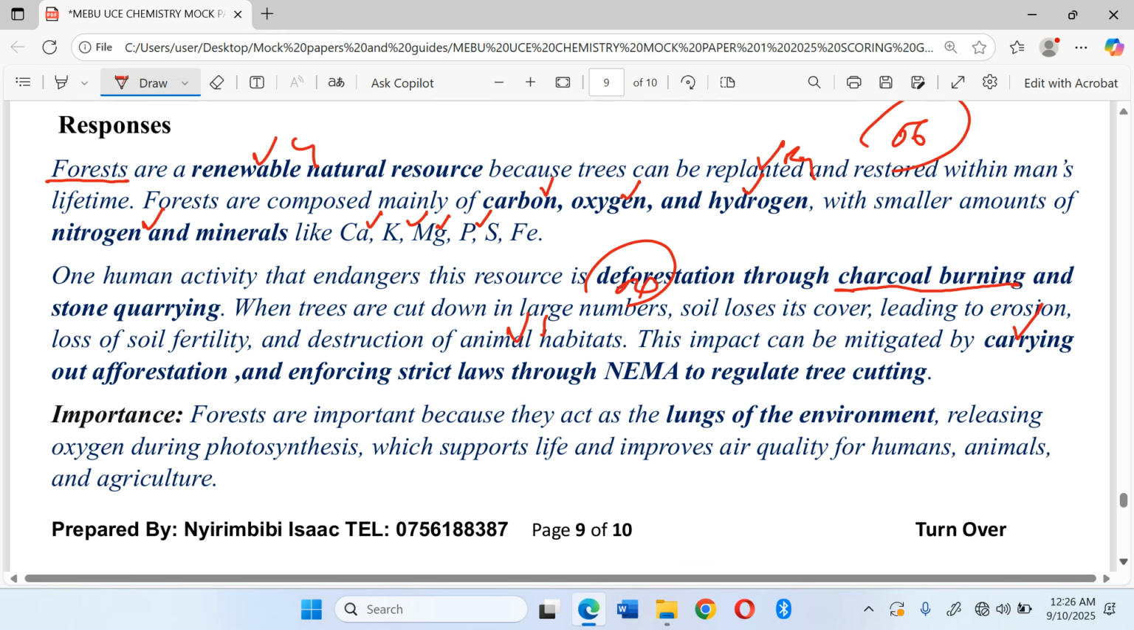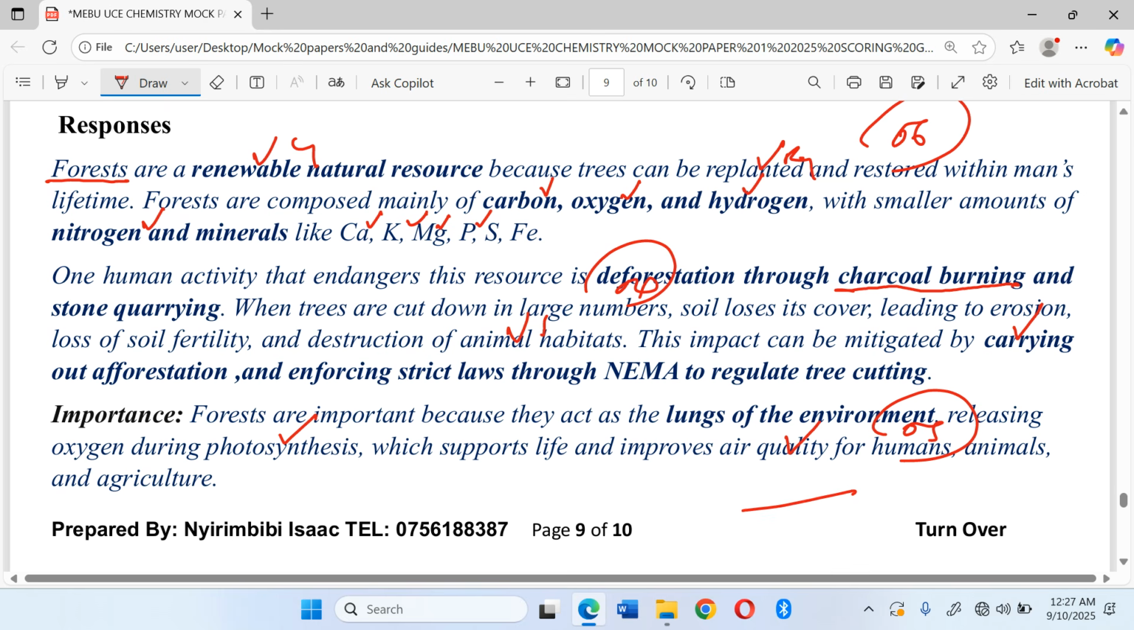Then the importance: here we shall be looking at the importance of conserving forest. So if you come here and you start giving a point like forests contain trees which are used for building, that point becomes wrong, because you're looking at the importance of conserving. So forests are important because they act as lungs of the environment, releasing oxygen for photosynthesis, which supports life and improves air quality. And you get all the 5 scores.